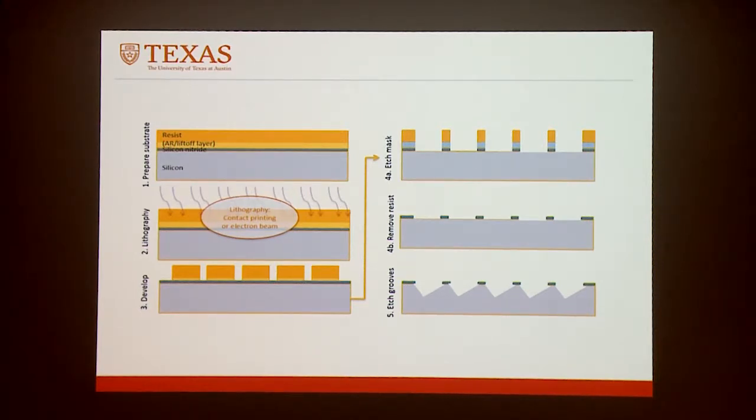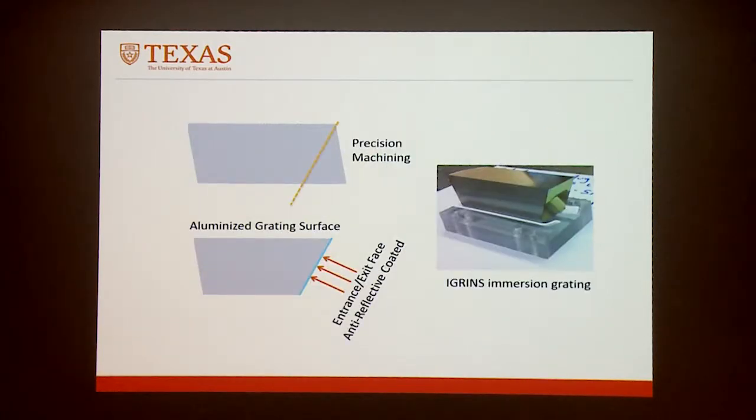And then we dip it in KOH, and it etches away to make these triangles. Then we cut a face off of it and anti-reflection coat that face, and then the light comes in here, hits the grating, and comes back out. This part's not optically active. We leave it there for mechanical stability purposes. So this grating is about 90 millimeters long, and the opening window is about 30 millimeters on a side.